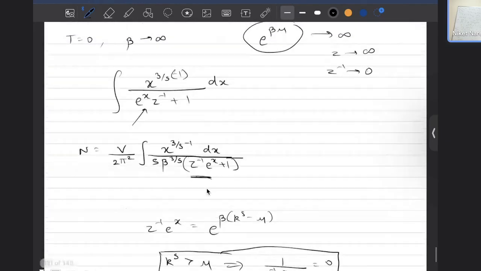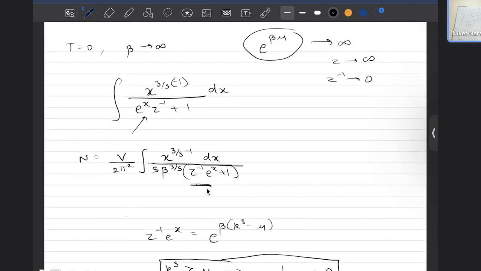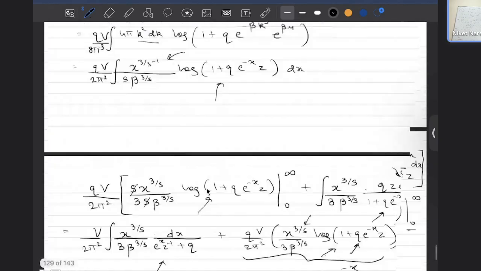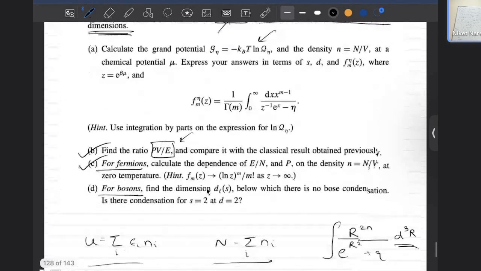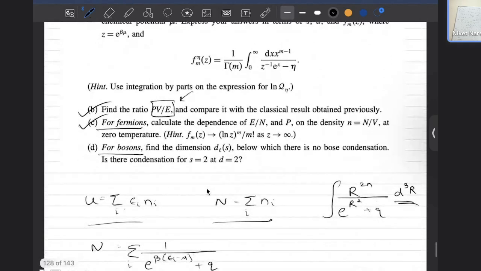So basically in three dimensions, because 3 is greater than 2, where we generally take s equal to 2, in that case Bose-Einstein condensation occurs, which is what our practical experience is. So that is what we found out. The dimension has to be greater than s.